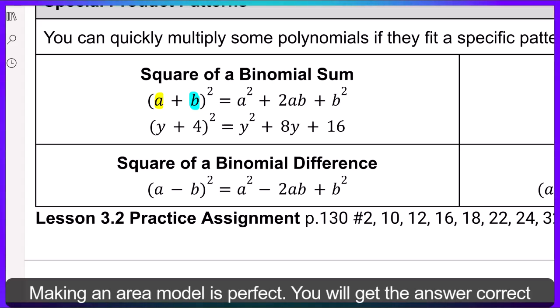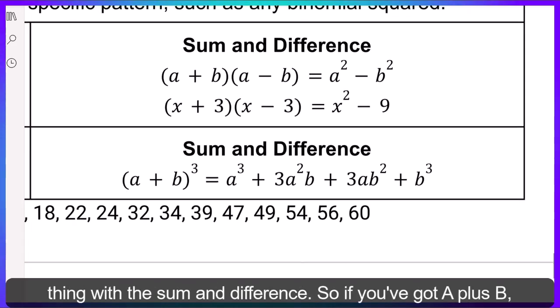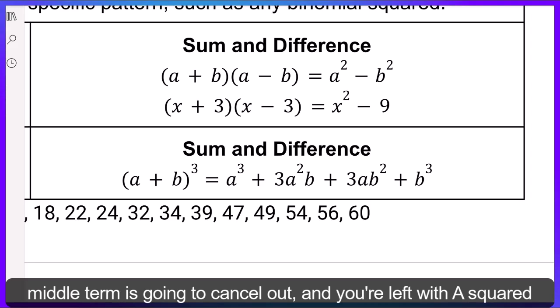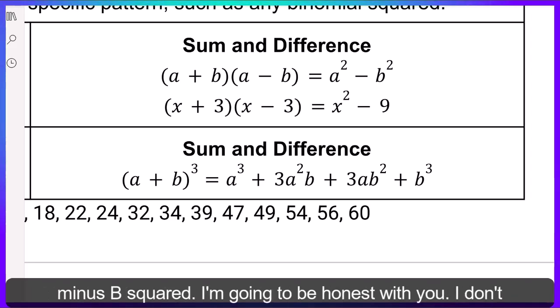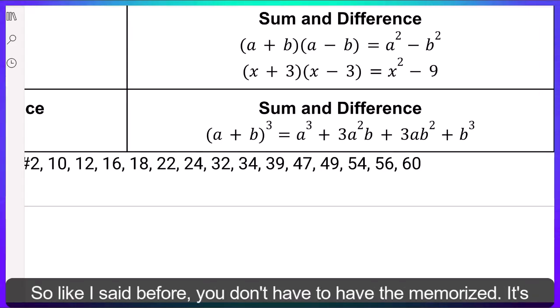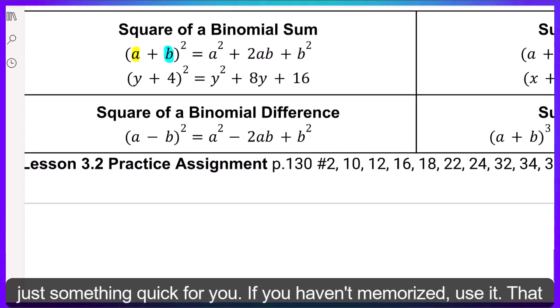Making an area model is perfect. You will get the answer correct every time. So don't feel pressured into memorizing this. Same thing with the sum and difference. So if you've got a plus b, a minus b, what's going to happen if you use the area model? That middle term is going to cancel out and you're left with a squared minus b squared. I'm going to be honest with you. I don't remember the sum and the difference of a cube. I've never used it. So like I said before, you don't have to have them memorized. It's just something quick for you. If you have it memorized, use it.